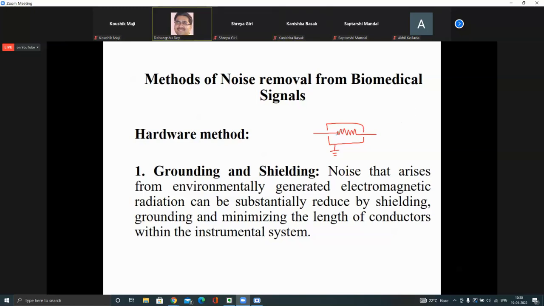So now tell me, what is the purpose of the shielding? How does the shielding remove noise? Shielding means this portion is sort of a metal cover. So what is the purpose of this?